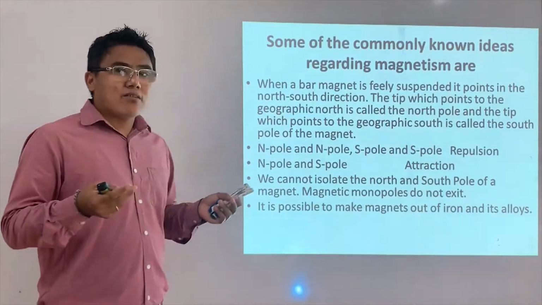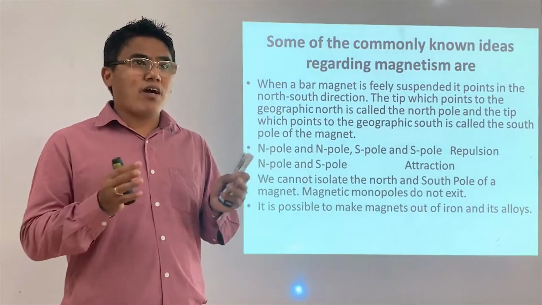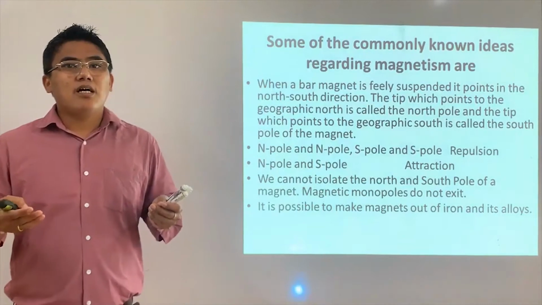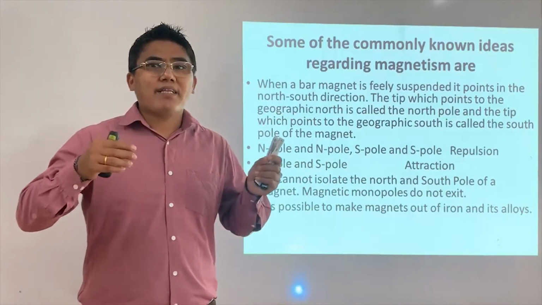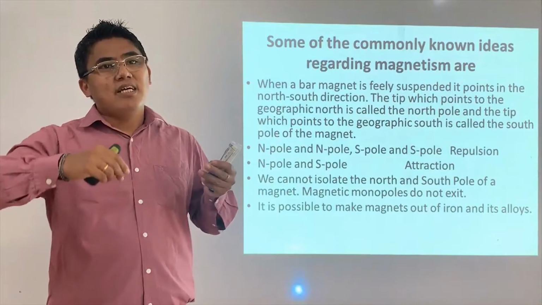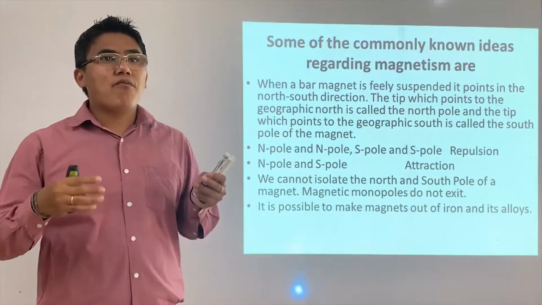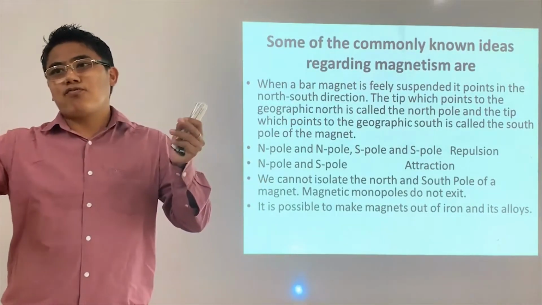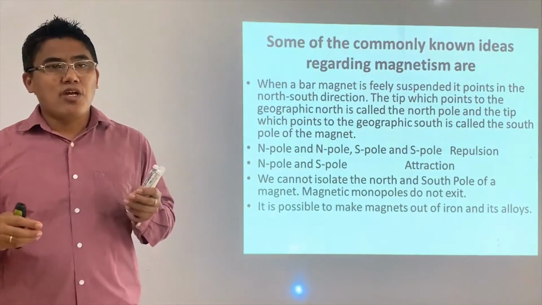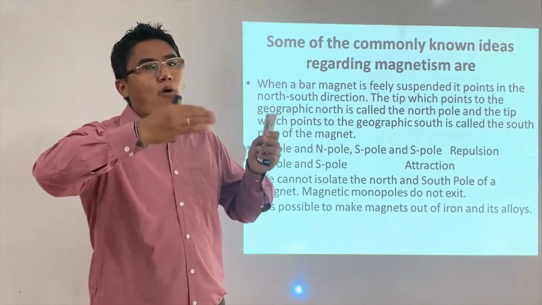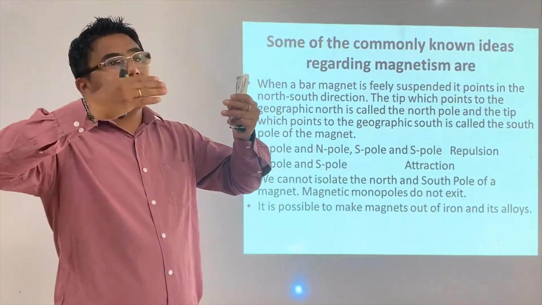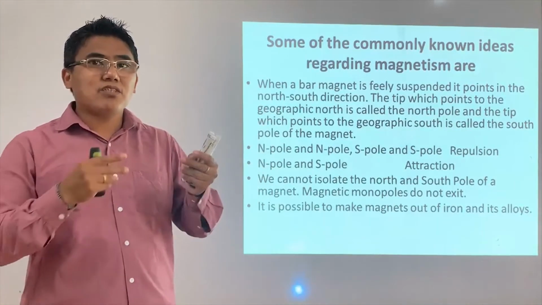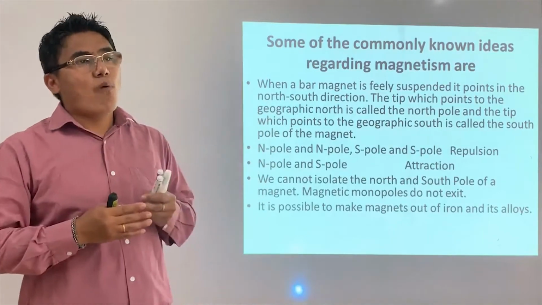Maybe you have done this in a lower class. Maybe you have done a simple experiment. If you keep bar magnets very far from each other and let them be freely suspended, you will find that all the bar magnets, irrespective of initial conditions, after some time align themselves along a north-south direction. That means all the bar magnets align in one particular direction.